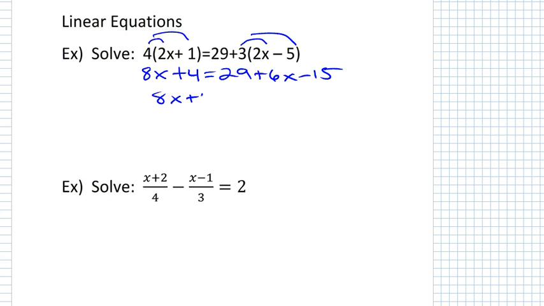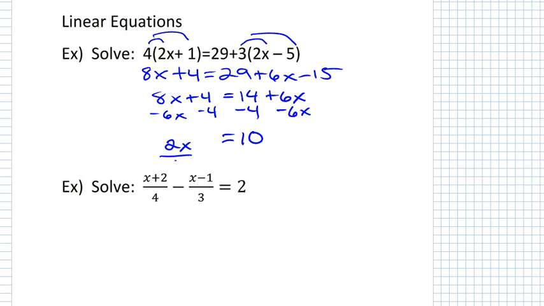Combine like terms on the right hand side and you get 29 minus 15, which is 14. Then you move the x's over, so you get 2x. Move the numbers over to get 10, divide by 2, and you get x equals 5.